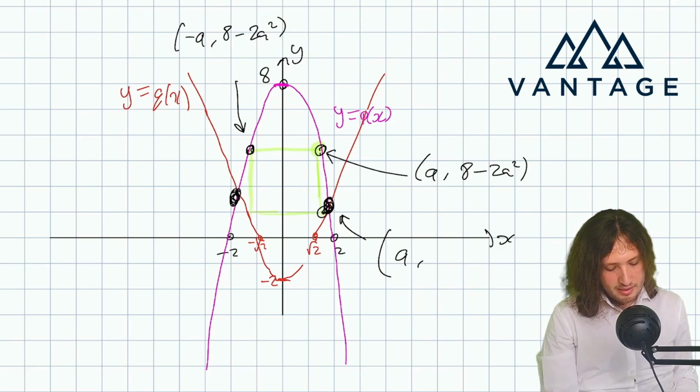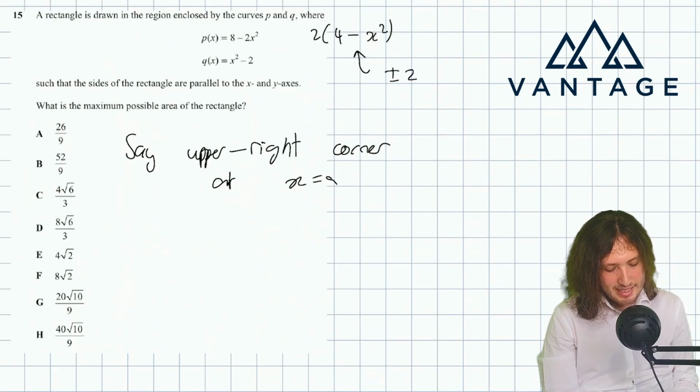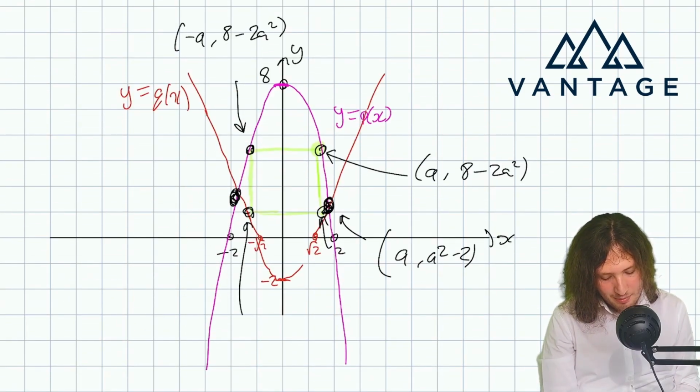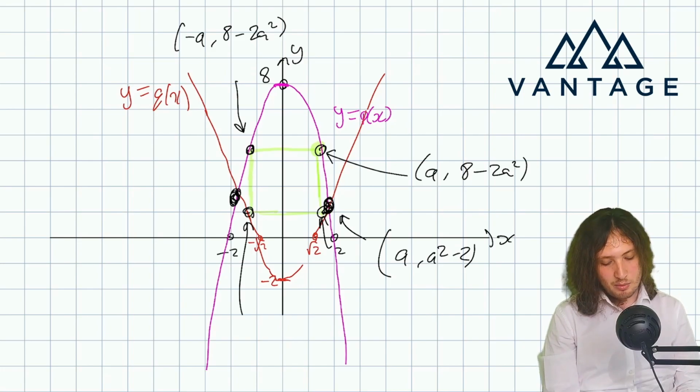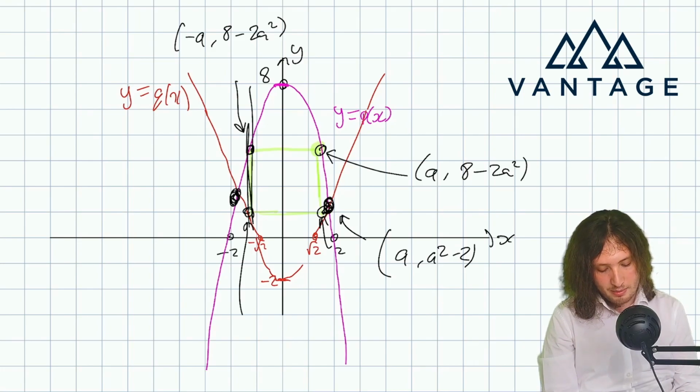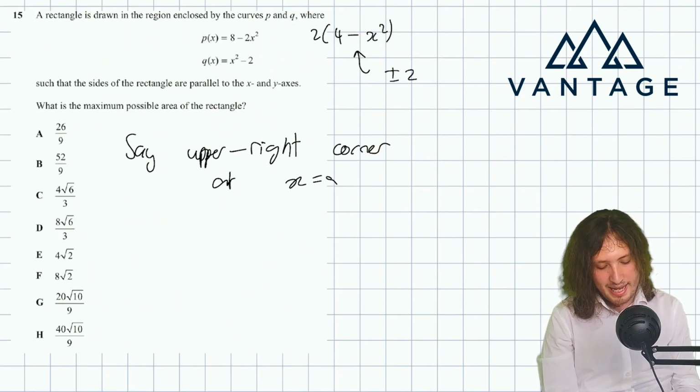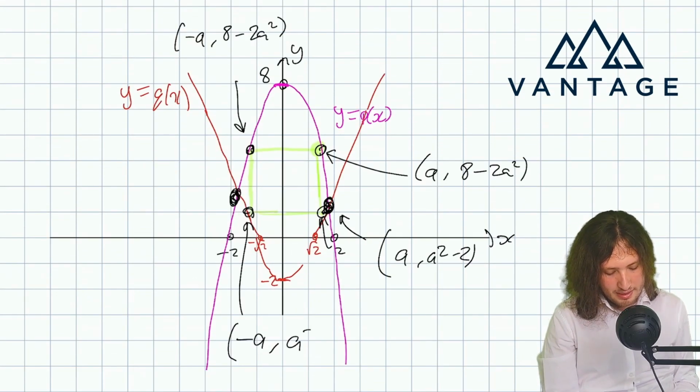This one has got the same x-coordinate again, but now the y-coordinate is given by the other curve, Q. So to find the y-coordinate of this vertex, I'm going to plug A into Q. That gives me a squared minus 2. And then this vertex, similarly, is obviously going to have x-coordinate minus A because it's horizontally aligned with this one. And I can get the y-coordinate by plugging minus A into that, again giving me a squared minus 2.